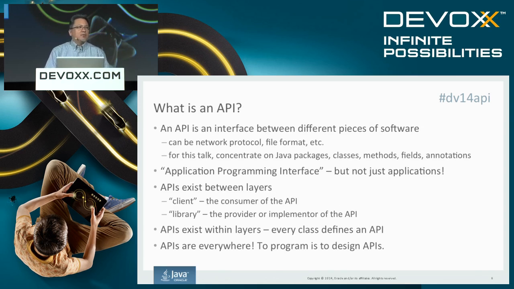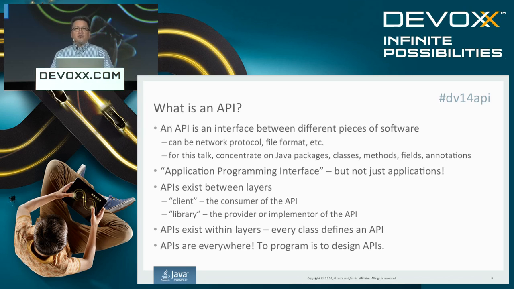All right, just a quick recap of what I mean when I talk about an API. I think of it as an interface between two different pieces of software. In general, it could be a network protocol or file format or something like that. But really, for this talk, this is about Java, and this is going to be about the things that you can express between software layers in Java, such as packages, classes, fields, methods, annotations, and so forth.